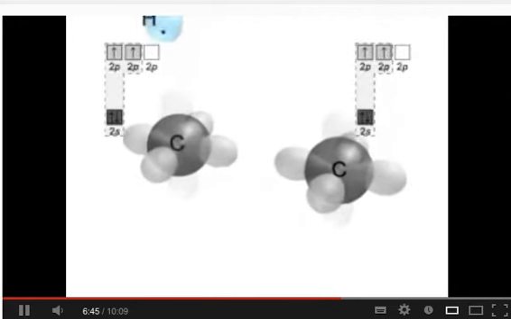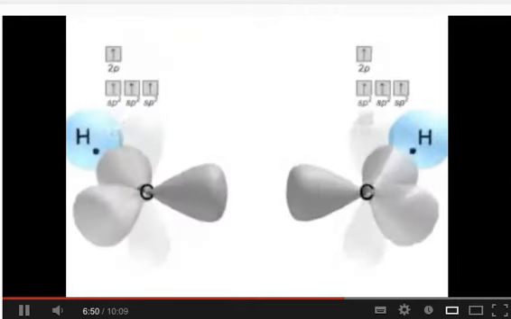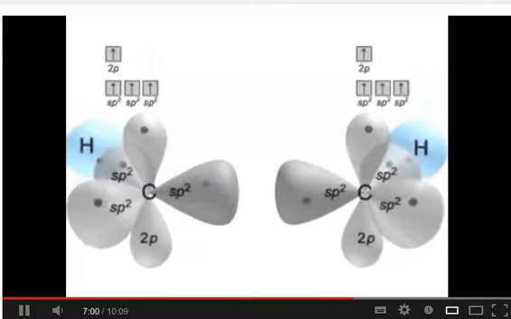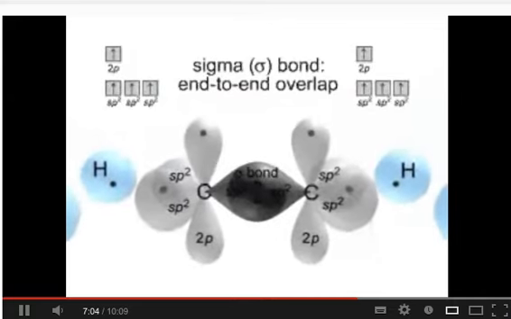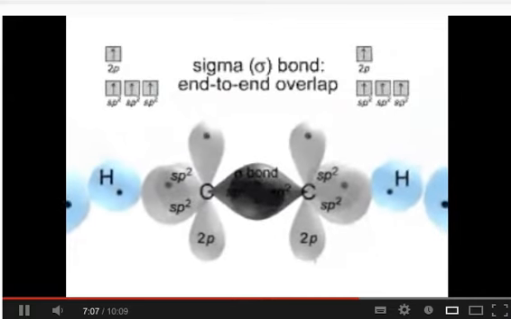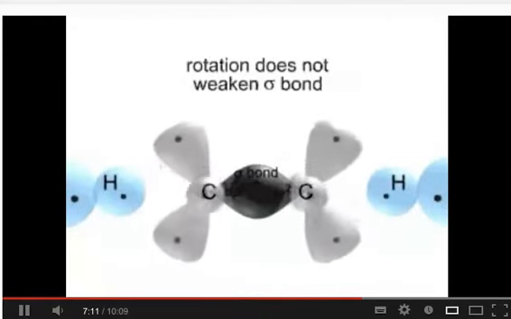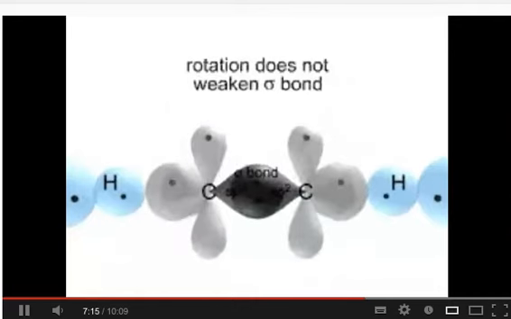Here, each carbon is undergoing sp2 hybridization. Note how the unhybridized 2p orbitals lie perpendicular to the trigonal plane of sp2 hybrids. The two sp2 orbitals facing each other overlap end to end. The bond they form is called a sigma bond. It is symmetrical along an imaginary line between the nuclei and is not weakened by the rotation of one atom with respect to the other.